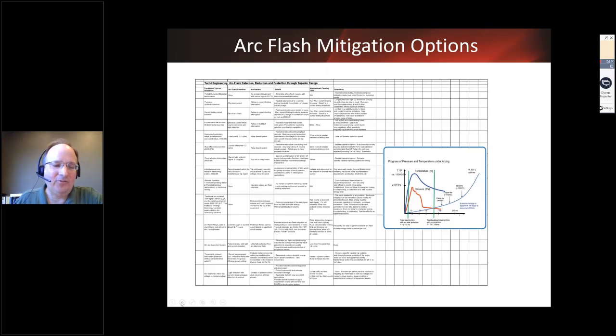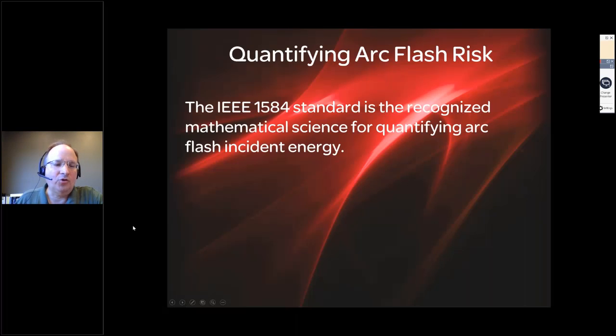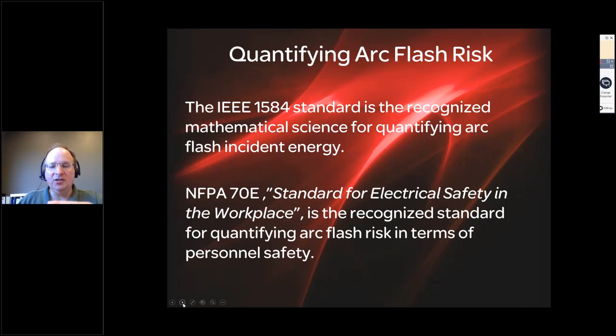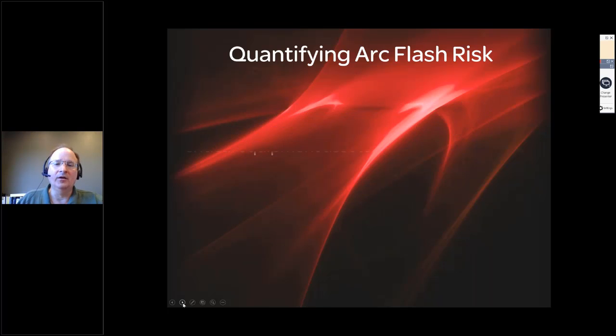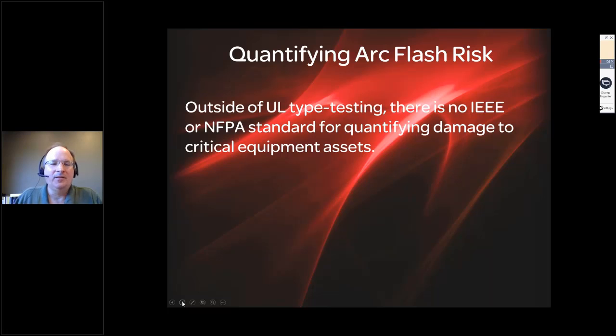But again, for anyone who wants a copy of the arc flash mitigation toolbox, this is your engineering toolbox for all arc flash mitigation methods I'll be discussing today. So in terms of quantifying arc flash risk, the IEEE standard is the recognized mathematical model for quantifying arc flash incident energy, and NFPA 70E is the standard for quantifying risk in terms of personal safety. This again is not the primary focus of today's presentation, because outside of UL type testing, there is no IEEE or NFPA standard we're aware of for quantifying damage to critical equipment assets.